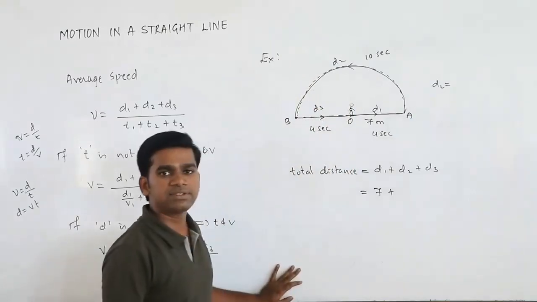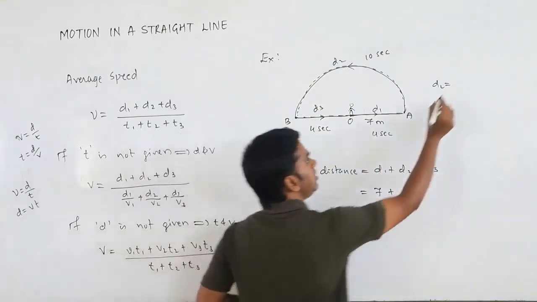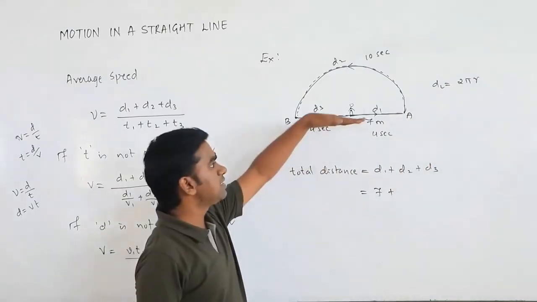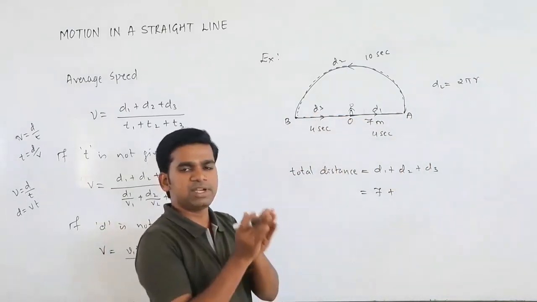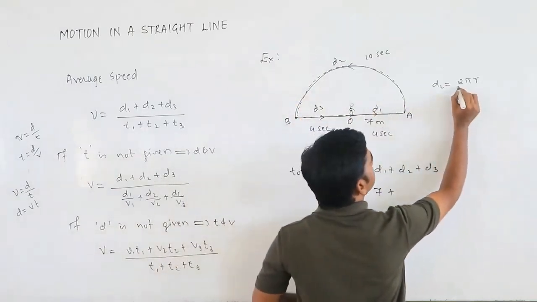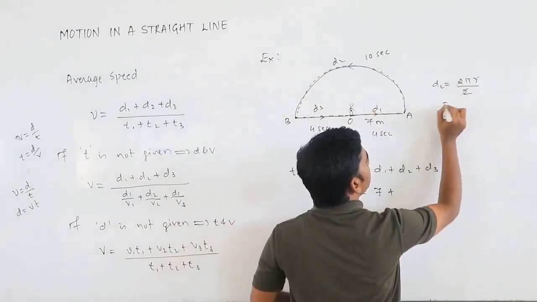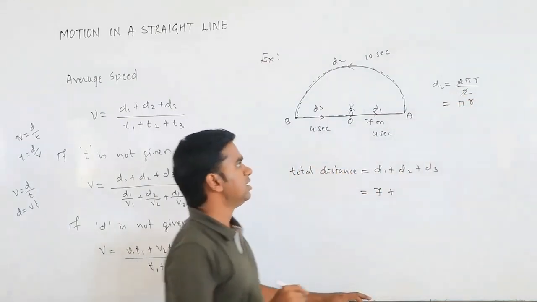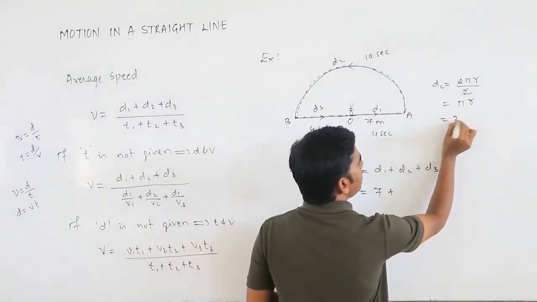What is the circumference of a circle? Circumference of a circle is 2 pi r. But it is a semicircle, so you are dividing the circle into 2 parts and taking half. Divide by 2, the 2 will go, and you get pi r. Pi is 22 by 7.